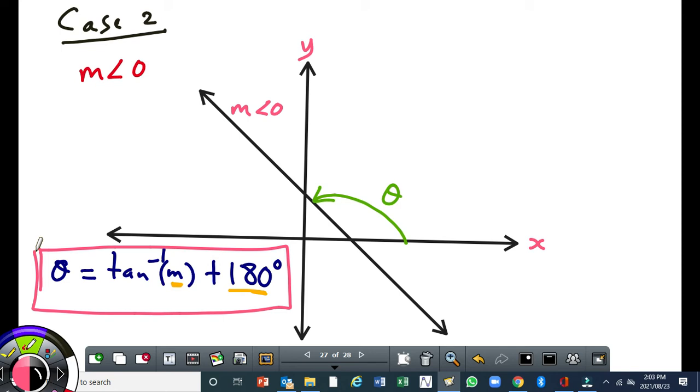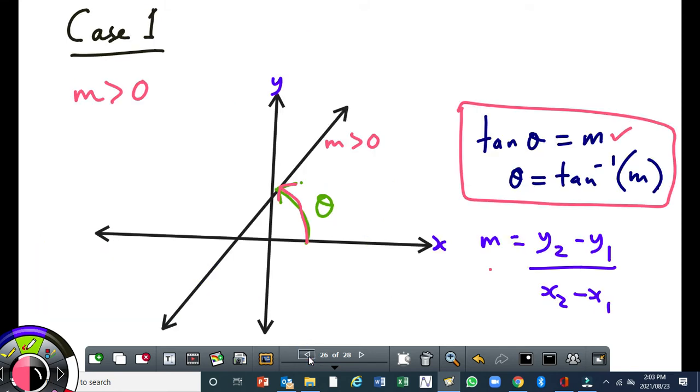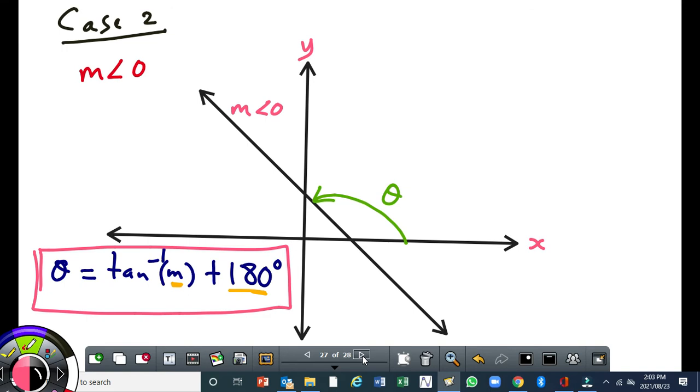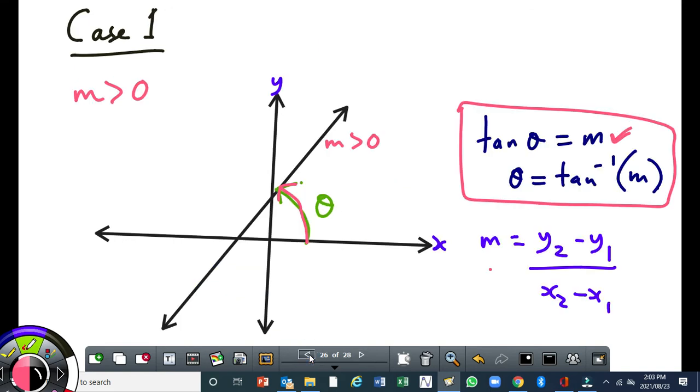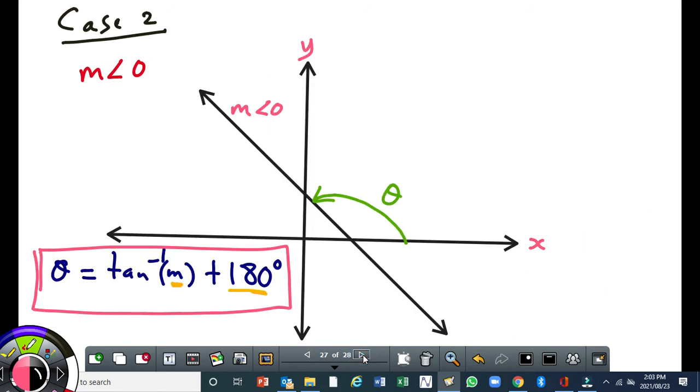Now, this formula for case 2 is not provided in the examination, but the formula for case 1, this one here, is provided. So it is your responsibility to memorize that one. If you don't use this one directly, it means you have to use this formula. Once you get your negative angle, you convert the negative angle to a positive obtuse angle. Okay, I'll show you just now when I'm doing some examples. Any questions so far?